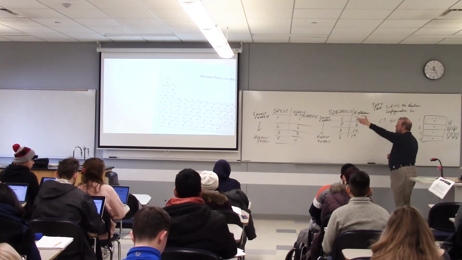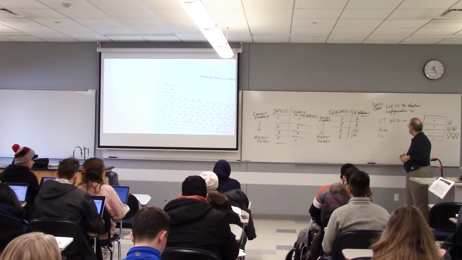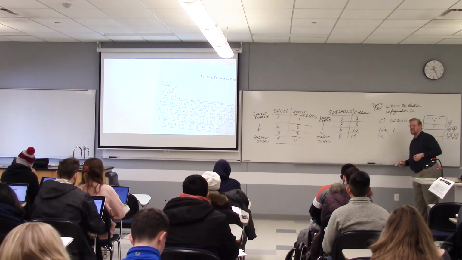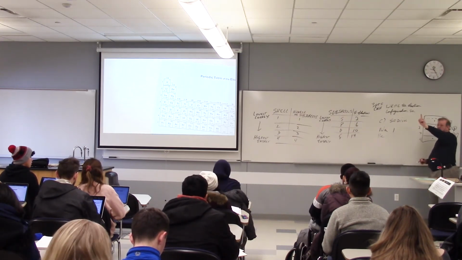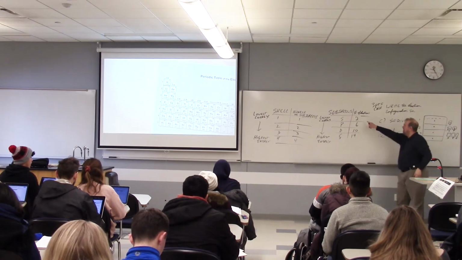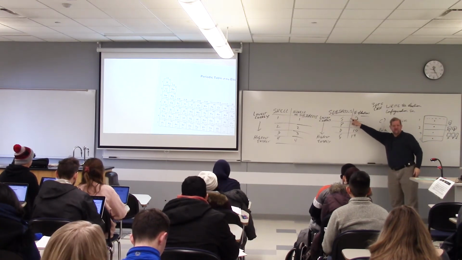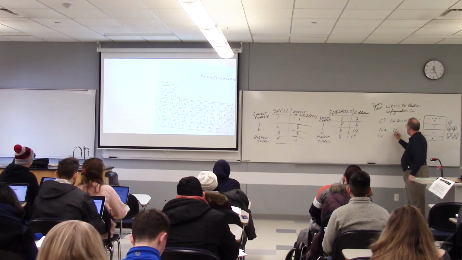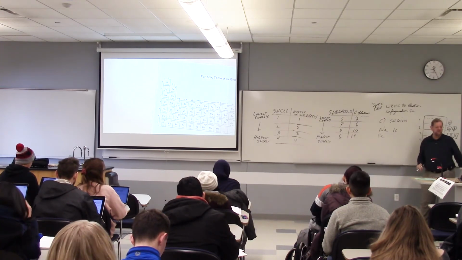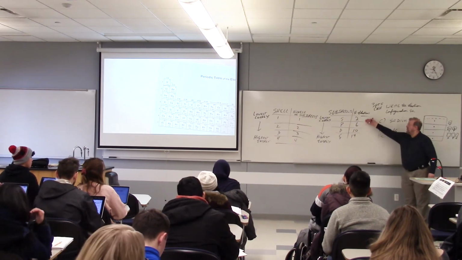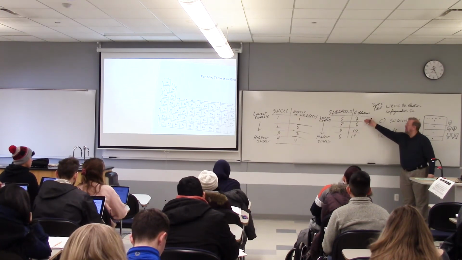Now, what's the first shell you put the electrons in? 1. What subshell? How many subshells does 1 have? Only 1, and you always start at the lowest energy, s, and that's called 1s. How many electrons can you put in 1s? Or 2s or 3s, but we're talking about 1s now.